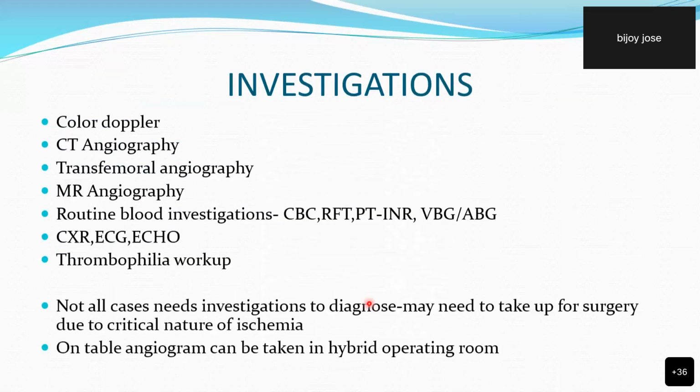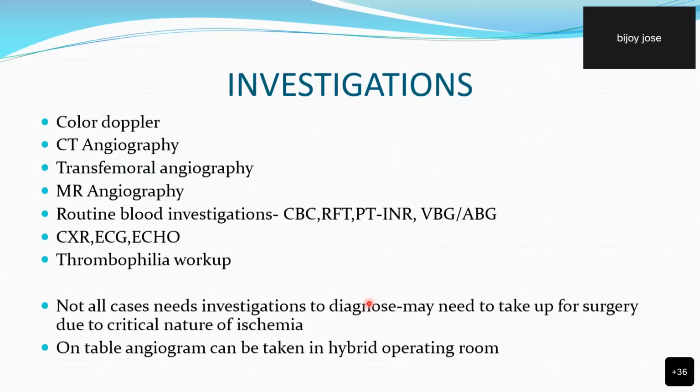So that was, roughly and in general, about the usual conditions with which a patient can present with limb ischemia. Now we come to investigation. When this patient comes, what all investigations do we have to do? Is it necessary to do any investigation at all?